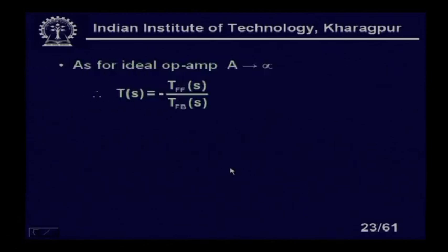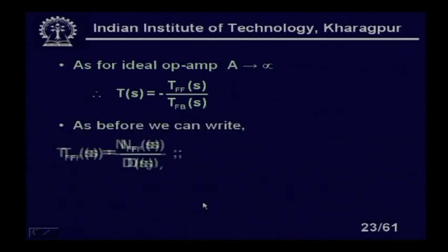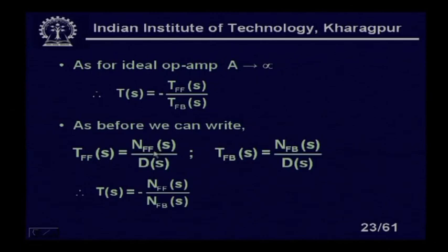As for an ideal op amp, A tends to infinity, then the transfer function T(s) equal to minus T_FF(s) upon T_FB(s). As before we know D_FF equal to D_FB equal to D. So, obviously, as before we can write T_FF(s) equal to N_FF(s) by D(s), T_FB(s) equal to N_FB(s) by D(s). So, D(s) will cancel out. So, T(s) equal to minus N_FF(s) upon N_FB(s), right.